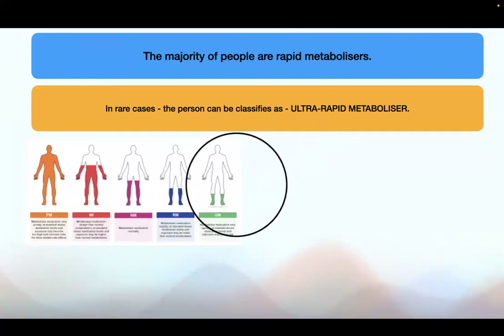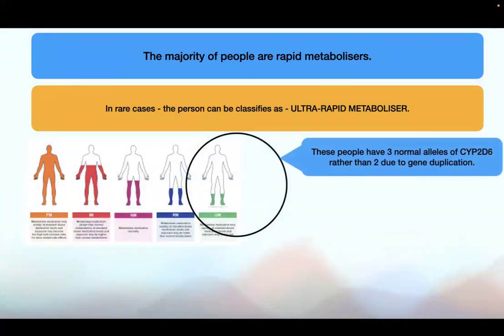Ultra rapid category is very rare. You can see it here in green. These people have three normal alleles. As I said earlier, two normal alleles in green color are already there, but one more gets added. Okay, alleles of CYP26 rather than two. Due to which? Gene duplication. Gene duplication is a mutation, and mutation in a gene means genetic variation. Okay, now you have a link for how genetic variation helps in drug response, right.